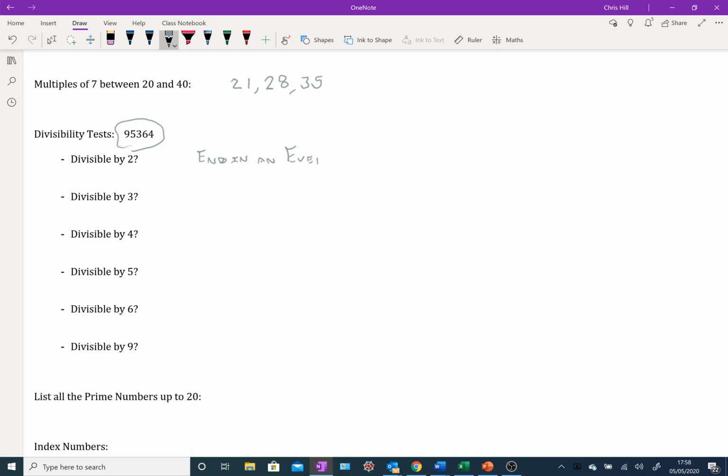Okay, so yes. Is it divisible by 3? Well, the divisibility test there is we sum up the digits and we see if that's divisible by 3. So 4 plus 6 plus 3, 13, 18, 27. Is 27 divisible by 3? Yes. So that is divisible by 3. If the sum of digits is divisible by 3, then the number is divisible by 3. Okay, that's the test.